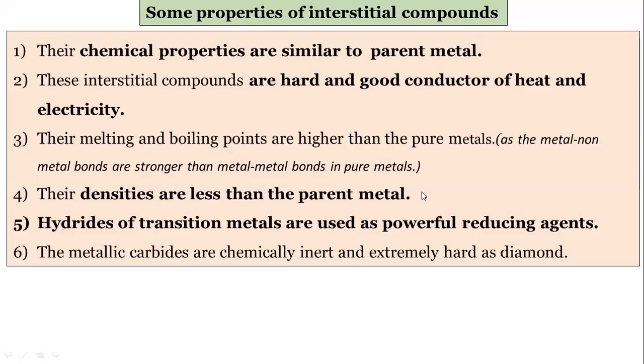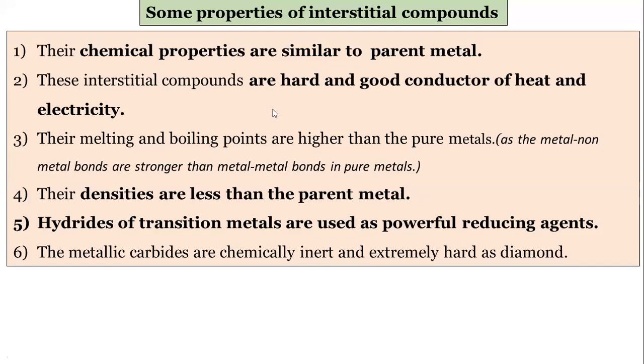Then I am coming to the properties. These are some properties of the interstitial compounds. First, their chemical properties are similar to the parent metal, means the chemical properties are the same. The interstitial compounds are hard and good conductors of heat and electricity because they show the properties of metals.